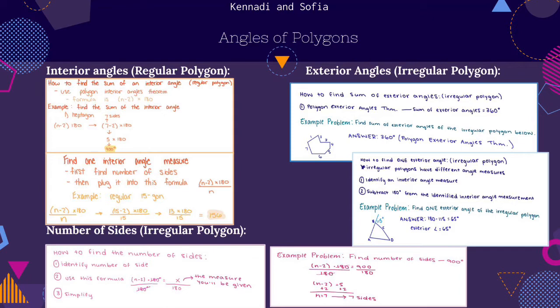Find the number of sides of an irregular polygon. You first identify the measurement you're given, then you use the formula n minus 2 times 180 over 180 equals the measurement you'll be given over 180. In the example problem, the measurement given is 900 degrees. So we're going to use the formula n minus 2 times 180 over 180 equals 900 over 180. To simplify, you just cancel out 180 and you divide 900 by 180, which leaves you with n minus 2 equals 5. Once you simplify that, you get n equals 7, so it's 7 sides.